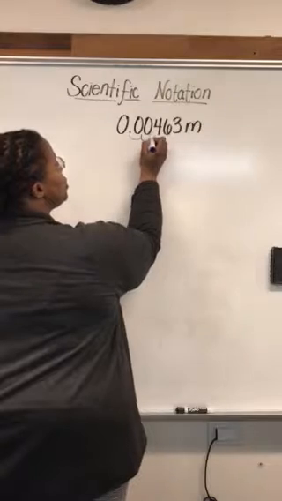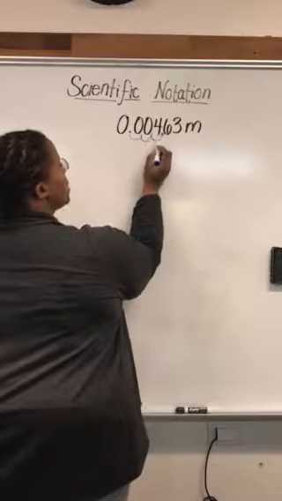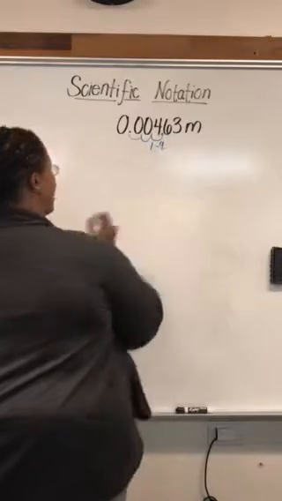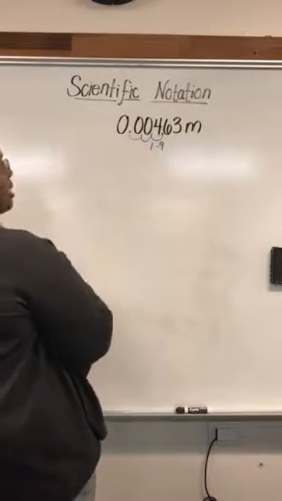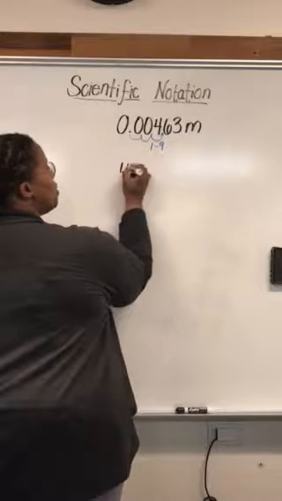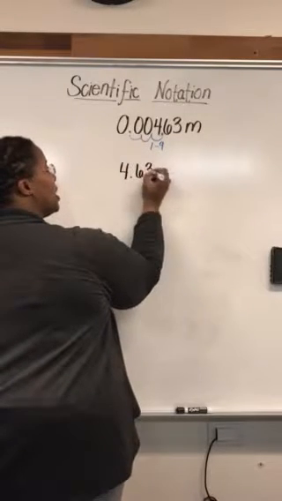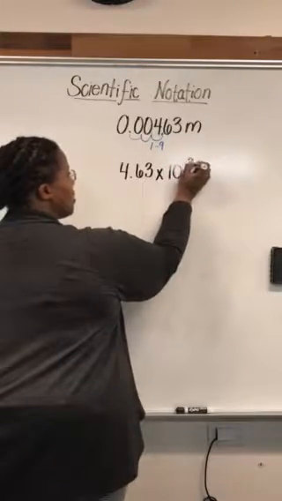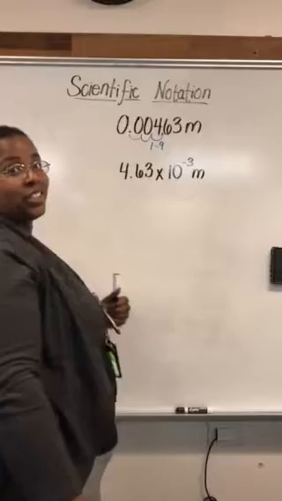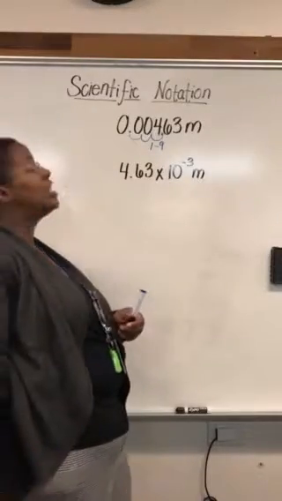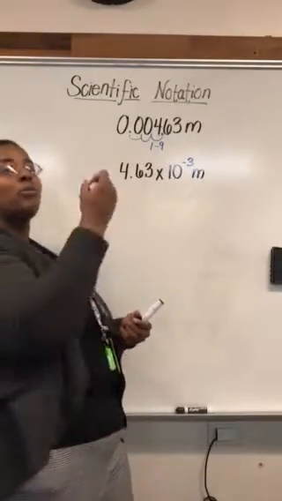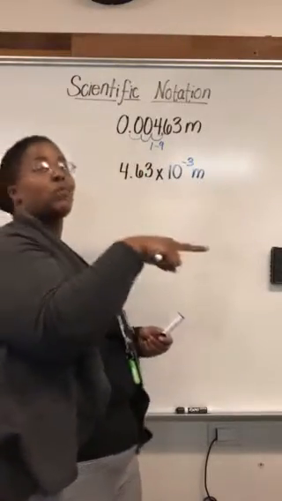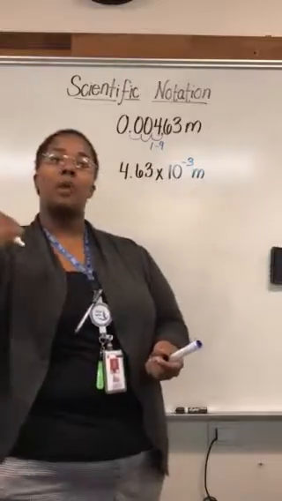1, 2, 3. Because 4 is between 1 and 9. What would your new number be? 4.63 times 10 to the negative third. Whoa, Dr. Kelly, why is that exponent negative? Because we moved in what direction? We moved the decimal to the right. Remember, the right is negative for exponents, and the left is positive.